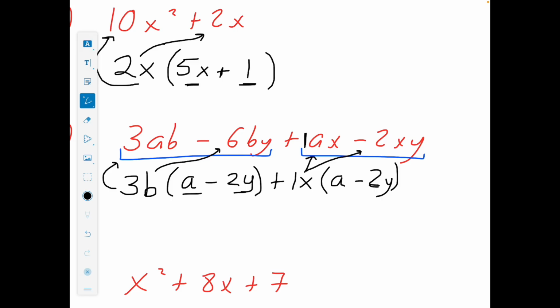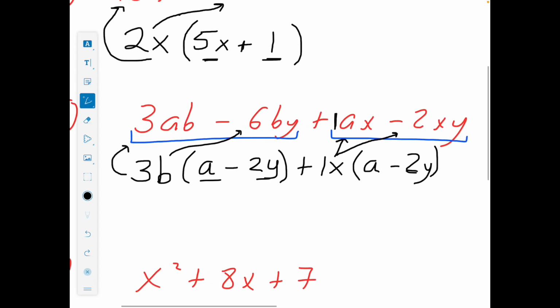Okay. Now, what you notice here is that our 2 brackets are the same. If your brackets are not the same, you've probably made a mistake, or you might need to reorder the question if it's a really tricky example. But these 2 brackets have to be the same. So a minus 2y have to be the same thing.